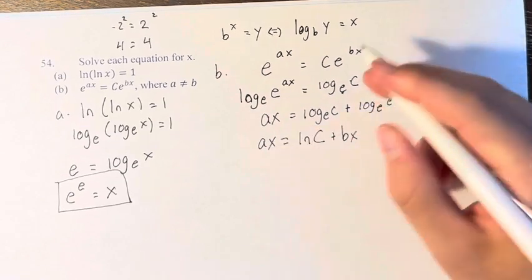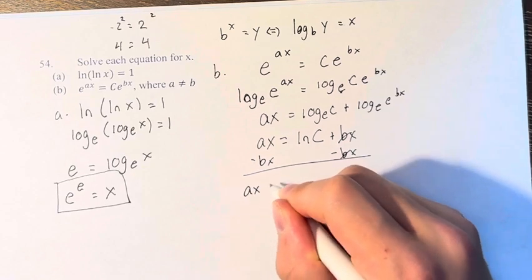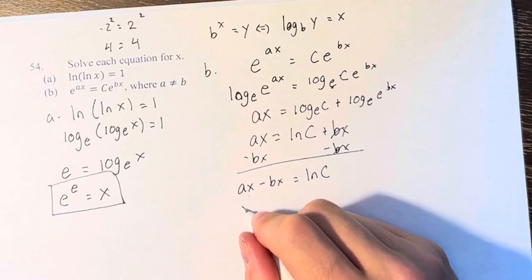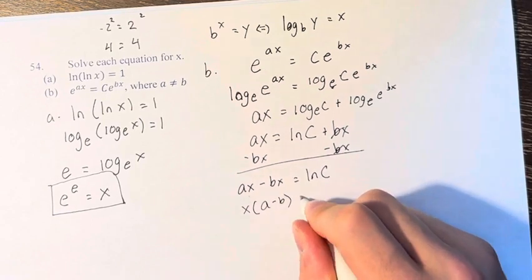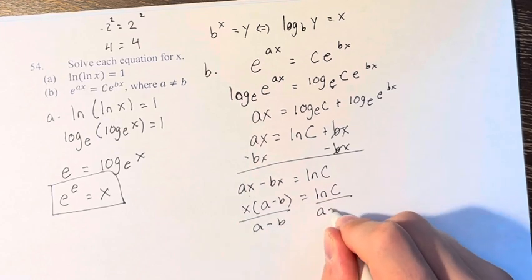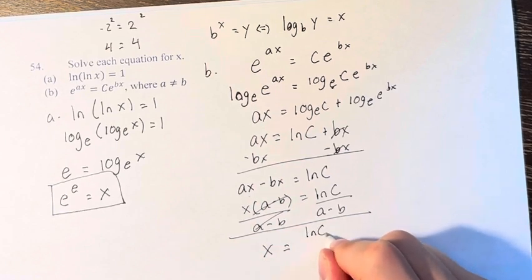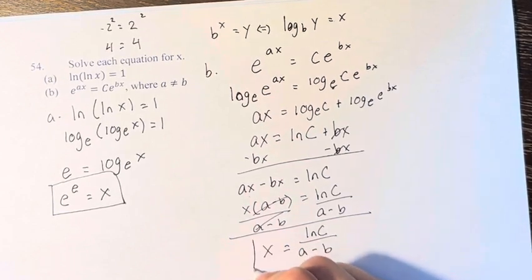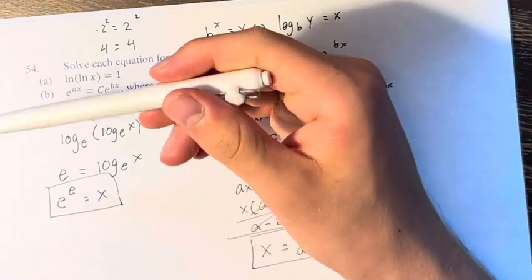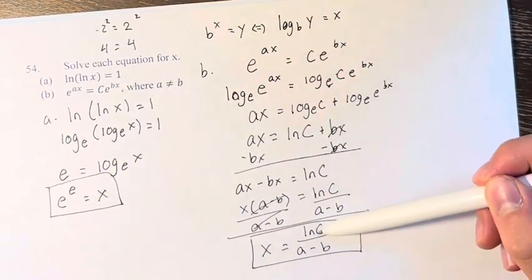Now we can actually solve for x. Subtract bx from both sides. Ax minus bx equals ln of c. Factor out an x. This is x times a minus b equals ln of c. Dividing by a minus b, this cancels. X is therefore equal to ln of c over a minus b. So solving these equations, A results in a solution x equals e to the e, and in B, it's x equals ln of c over a minus b.